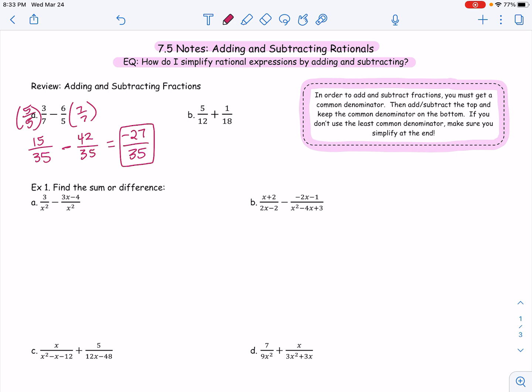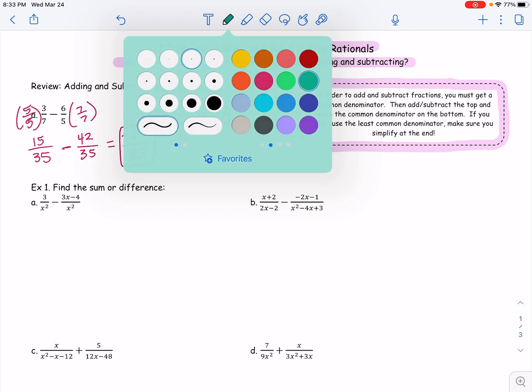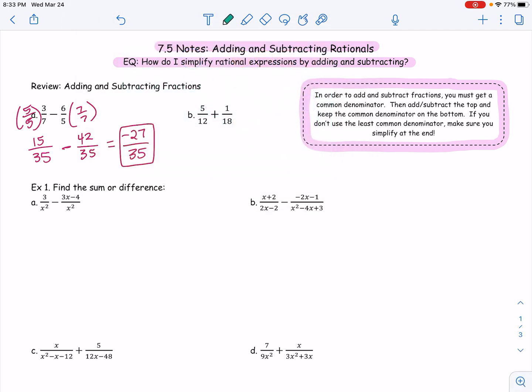Okay, let's try it one more time. This time we have 5/12 plus 1/18. So with 12 and 18, obviously, again, they're not the same. You can multiply 12 and 18 together to get a common denominator, but it won't be the least common denominator. 12 and 18 both have some similar factors, one of which is 6. But 6 isn't going to be the least common denominator. But I know what I can do is get 36 as a common denominator, because if I multiply 18 by 2 and 12 by 3, then I will get 36 both times.